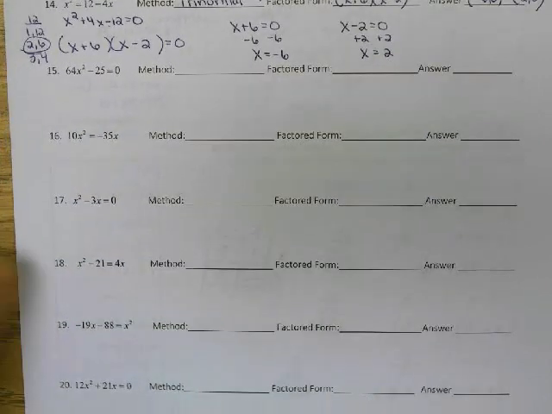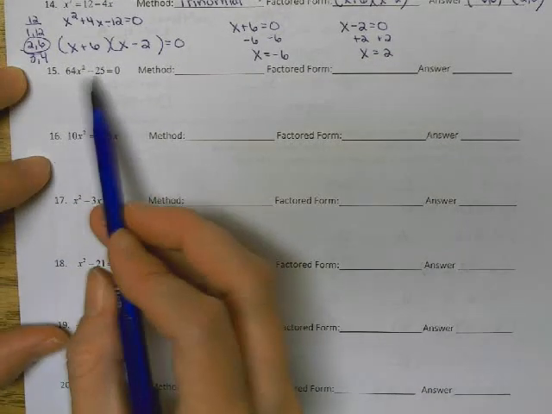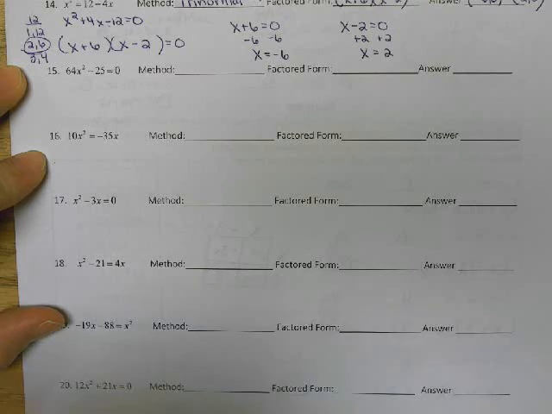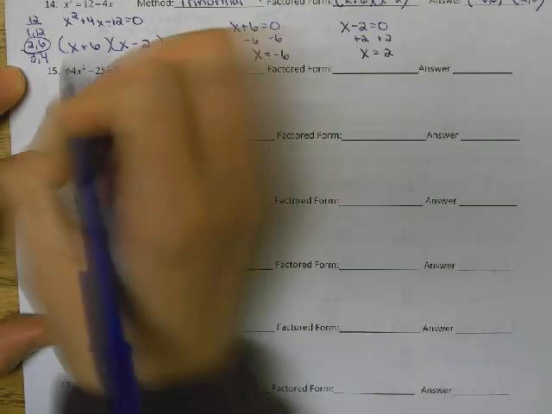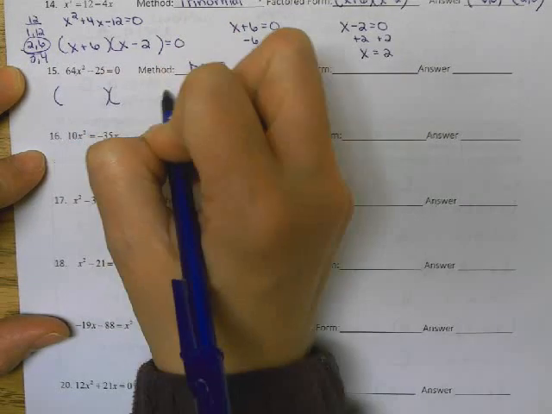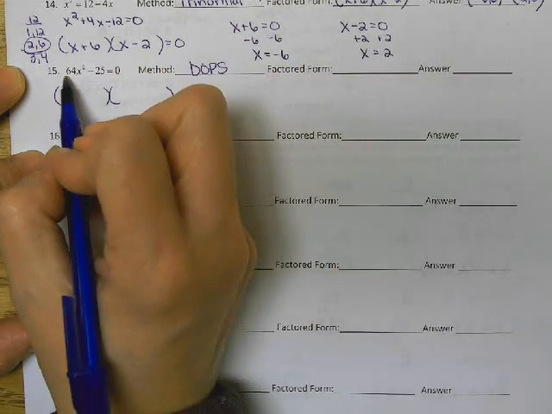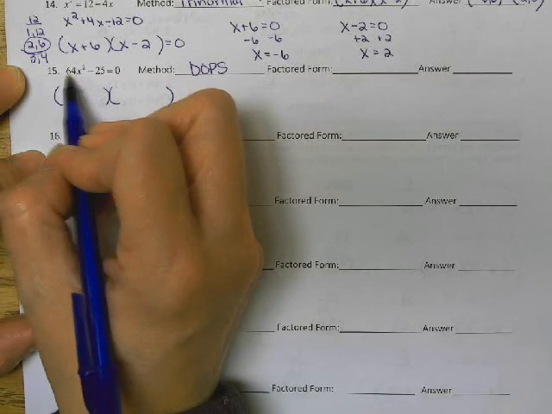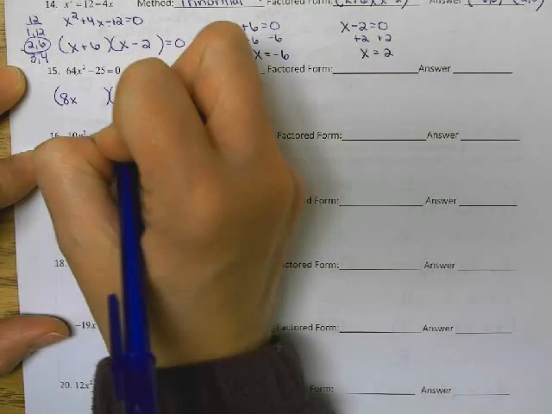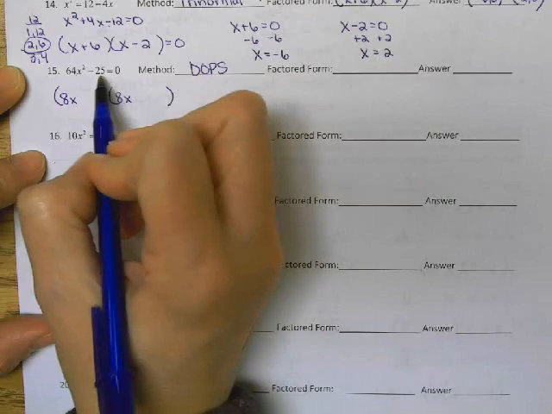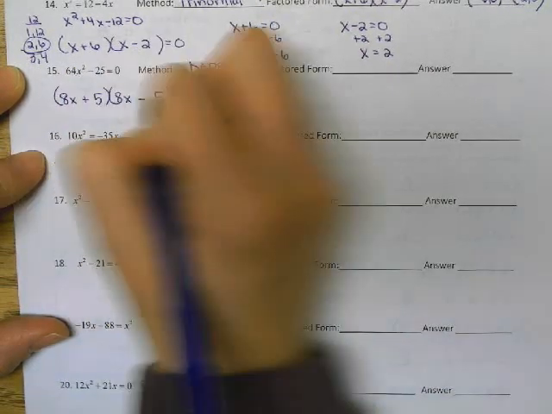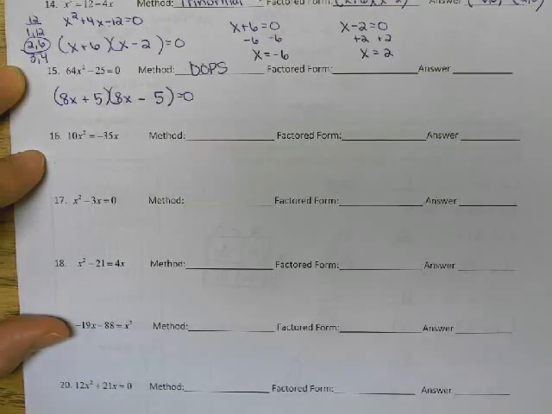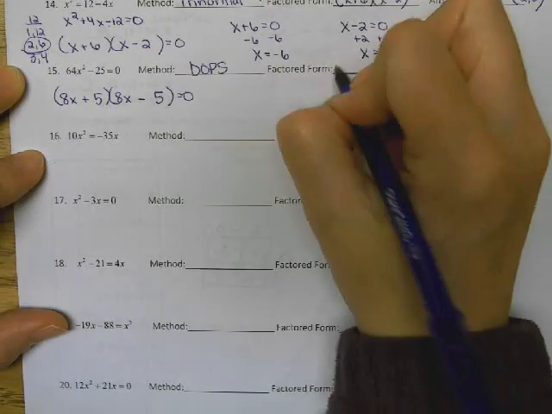Alright, on number 15, I have 2 terms, so it is a binomial. Only one of them has an x, so it's a difference of squares. So with difference of squares, I put my 2 parentheses. I take the square root of the first term, so the square root of 64x squared is 8x. And I take the square root of the second term. One of them is addition and one of them is subtraction. So there is my factored form.